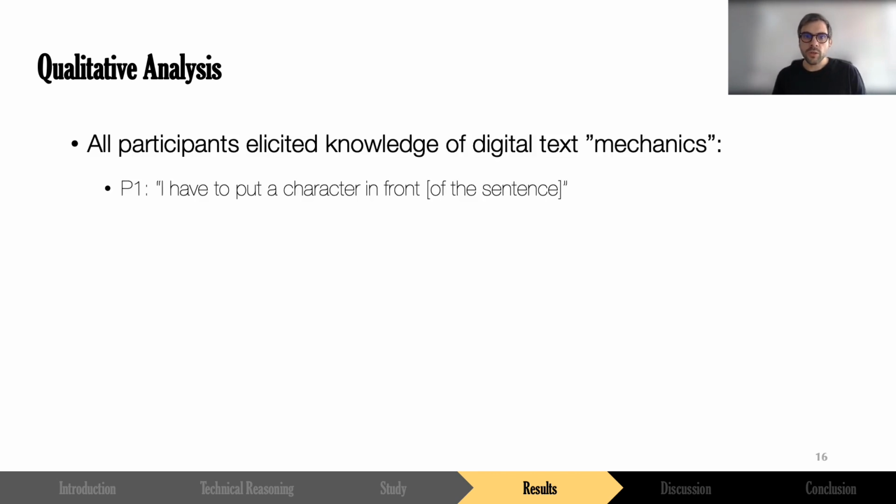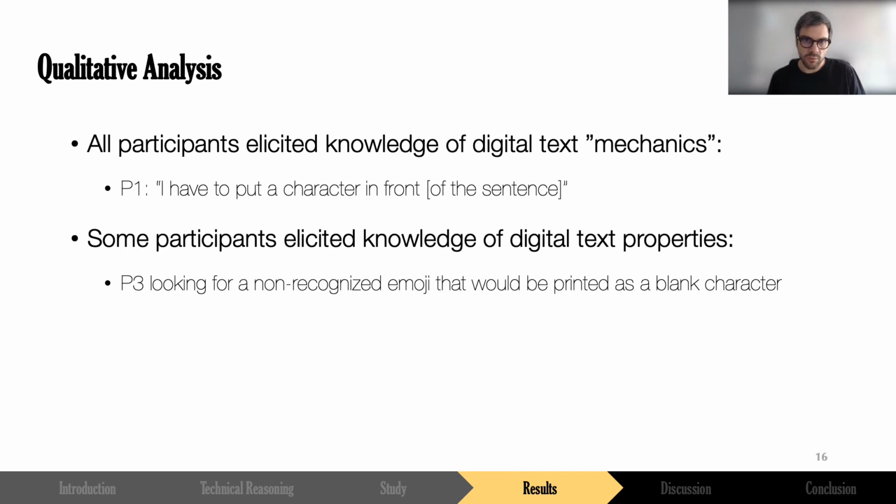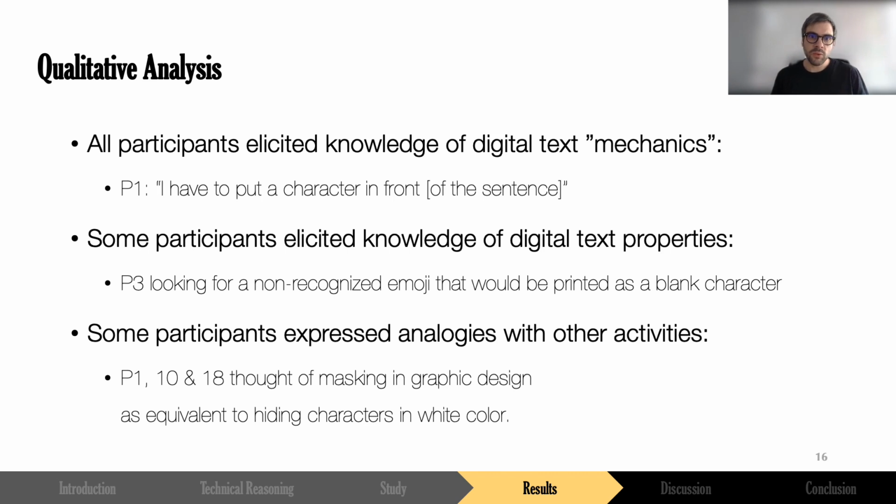So in general, what we noticed is that all of the participants elicited some sense or knowledge of how digital text mechanics work. Some of them elicited knowledge of what properties of characters could help them simulate or emulate an indentation effect. And some even were able to express analogies with other digital environments, such as, for example, comparing the color solution to masking in Photoshop.